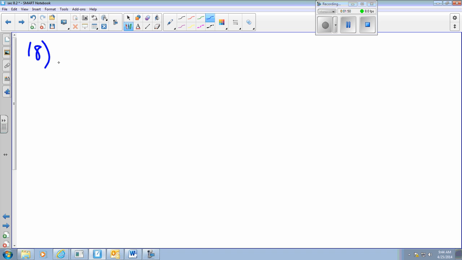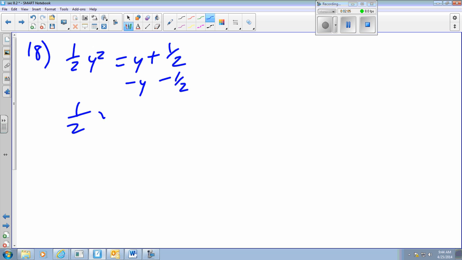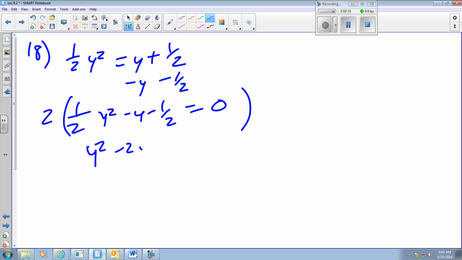Number 18 says 1/2 y squared equals y plus a half. Again, we're going to get everything on one side. We want the squared term to be positive, so I'm going to minus y and minus a half, and I get 1/2 y squared minus y minus a half equals 0. We're going to multiply the whole thing by 2, which gives me y squared minus 2y minus 1.